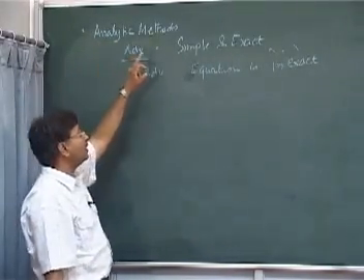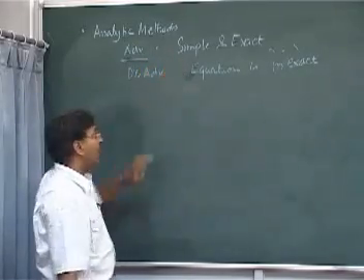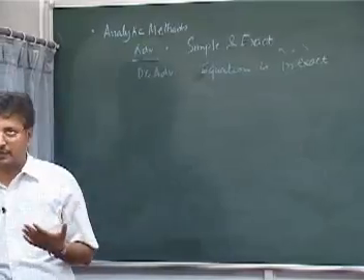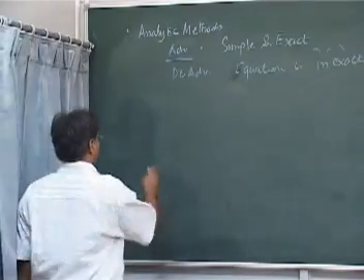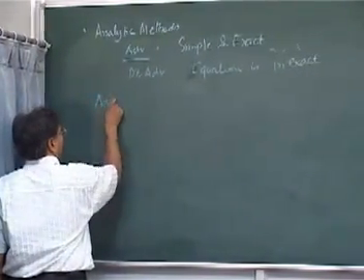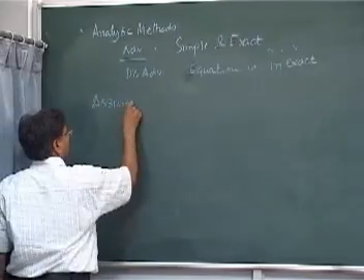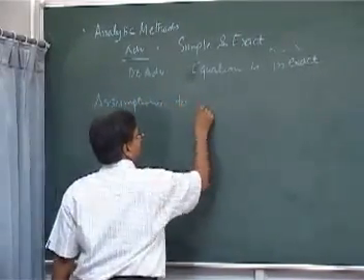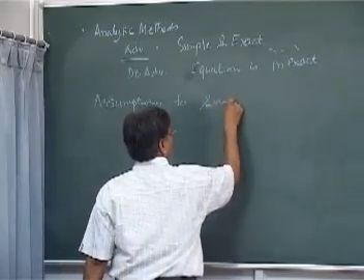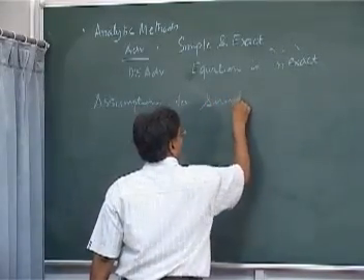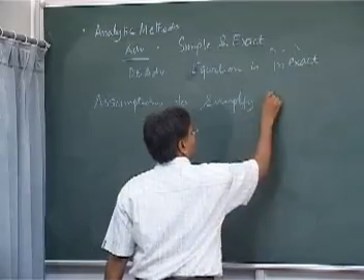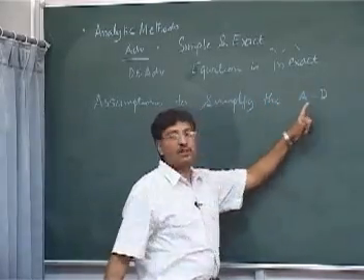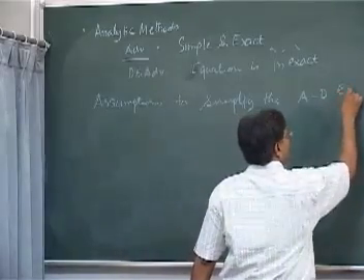To get the analytical solution, I must simplify, and how can I simplify? I make some reasonable assumptions. So we make some assumptions to simplify the advection diffusion equation.